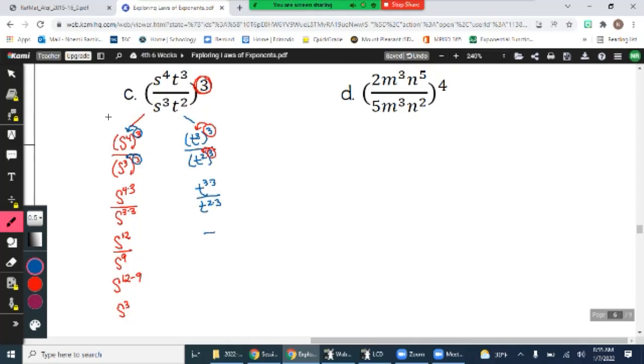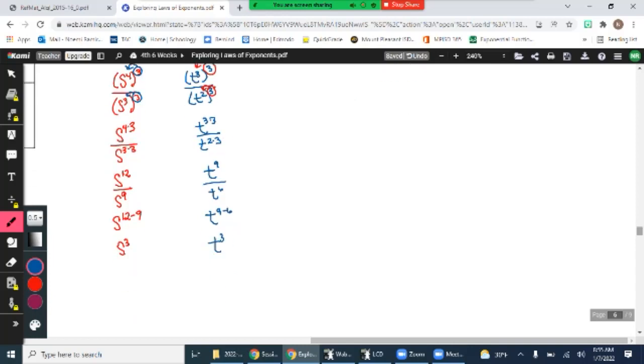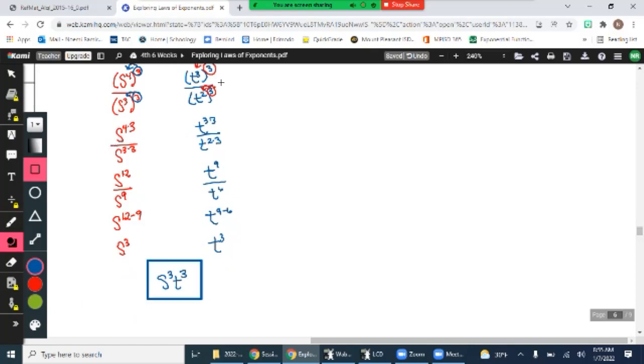3 times 3 gives us 9. 2 times 3 gives us 6. Sorry for all of the outside noise. Now we're dividing two powers, so you subtract the exponents. 9 minus 6 gives us 3. And once you're done simplifying everything, you put it all back together again. S cubed, t cubed, and that is my final answer.